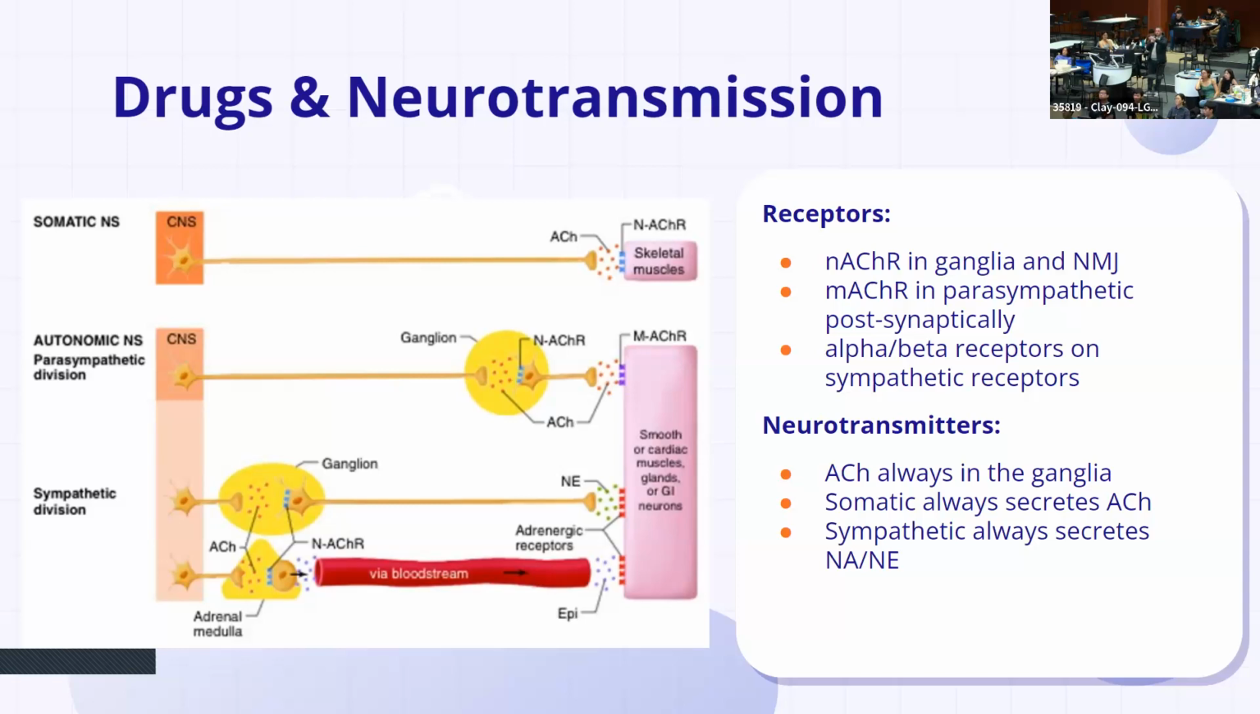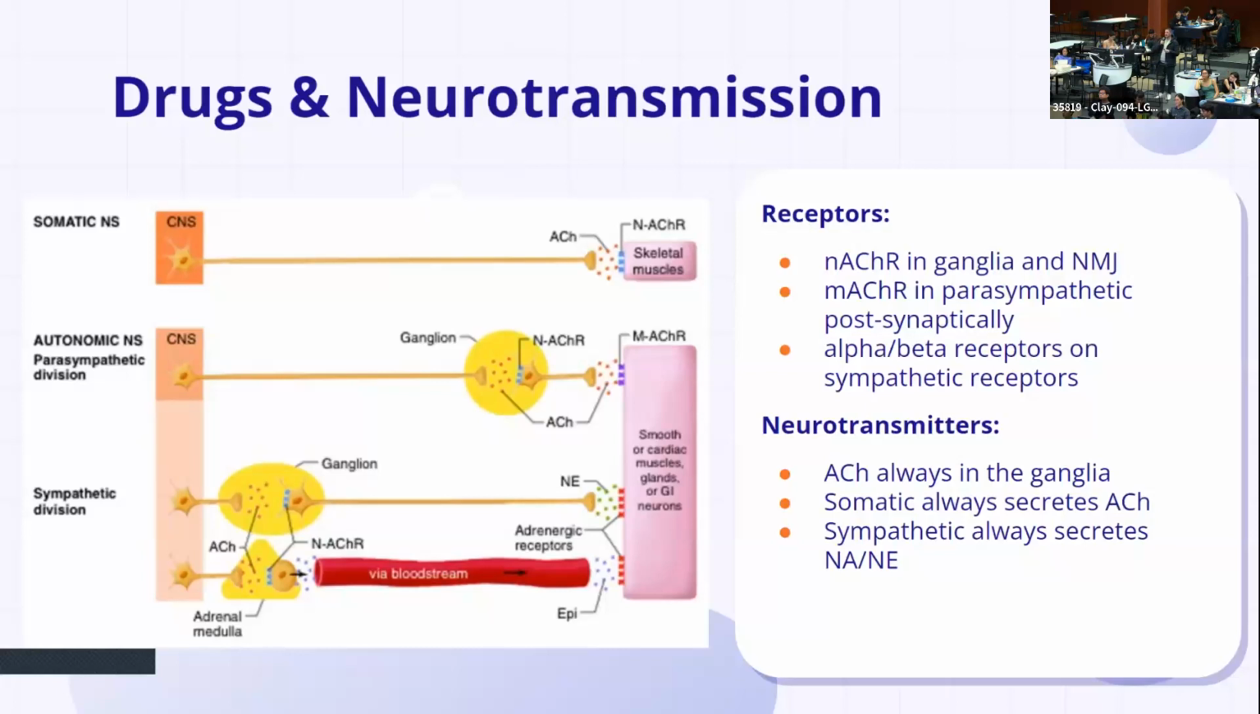So I'm sure you've memorized this, and if you haven't, you'll want to. You definitely need to memorize that in terms of our somatic nervous system, we have our nicotinic receptors, and wherever you see a nicotinic receptor, it's either at a ganglion, and if it's not at a ganglion and it's from our presynaptic neuron, then it's acting at the neuromuscular junction. And so acetylcholine will act there. Acetylcholine is always going to act in our ganglia, and that's going to act on a nicotinic receptor.